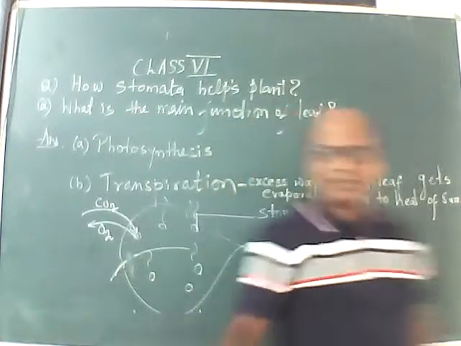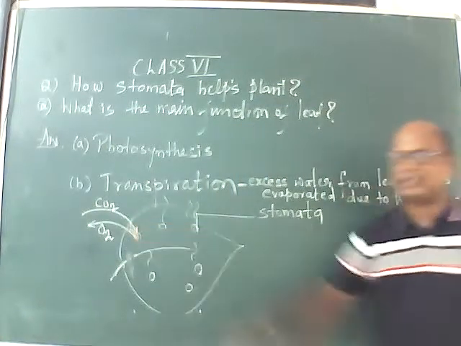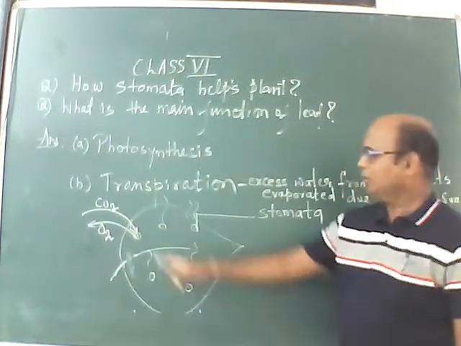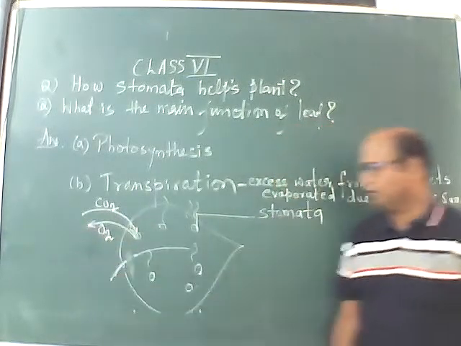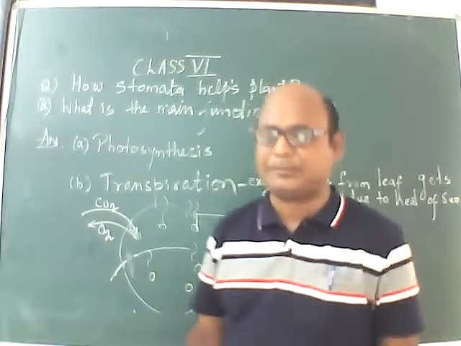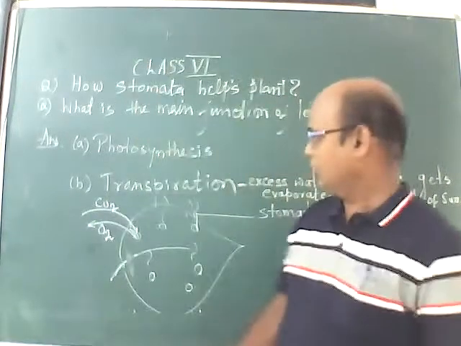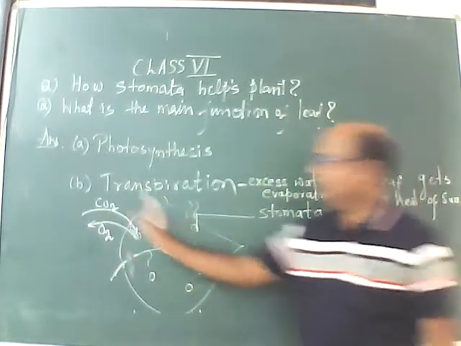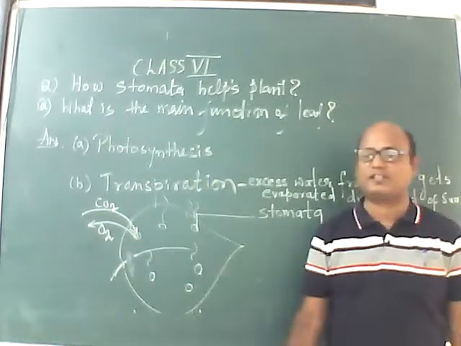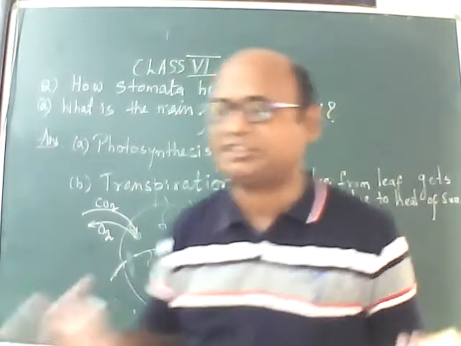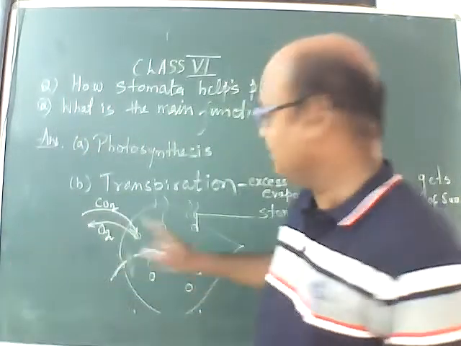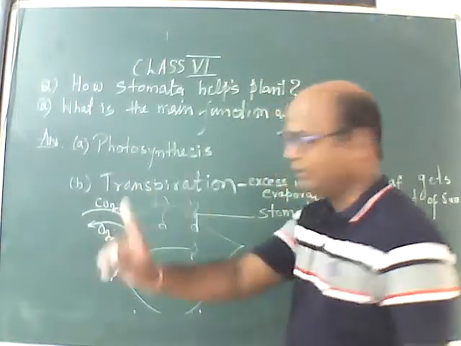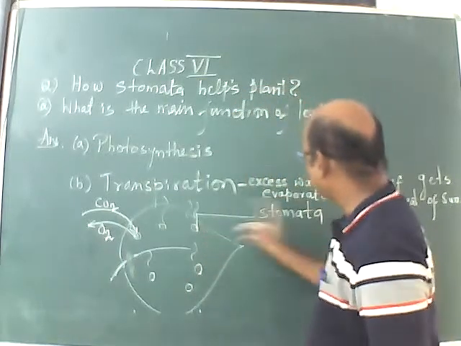So the first answer I already told you. Exchange of gases takes place through stomata. In photosynthesis, carbon dioxide is taken in and oxygen is given out. And in the case of respiration, oxygen is taken in and carbon dioxide is given out. In respiration, the exchange of gases also takes place through stomata. One reason is that. Second, transpiration.